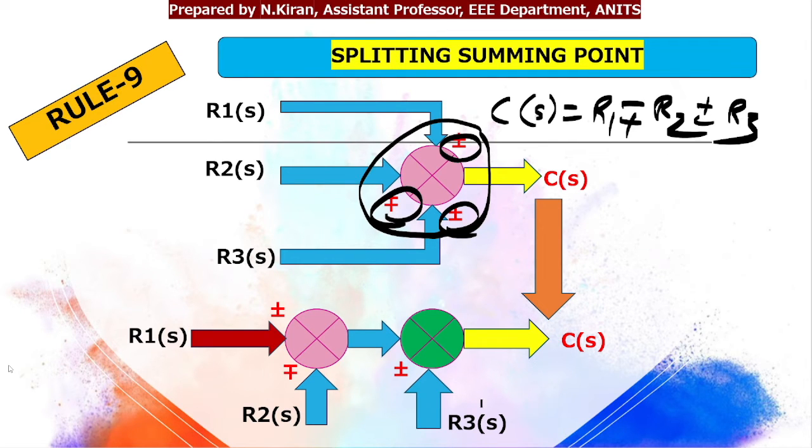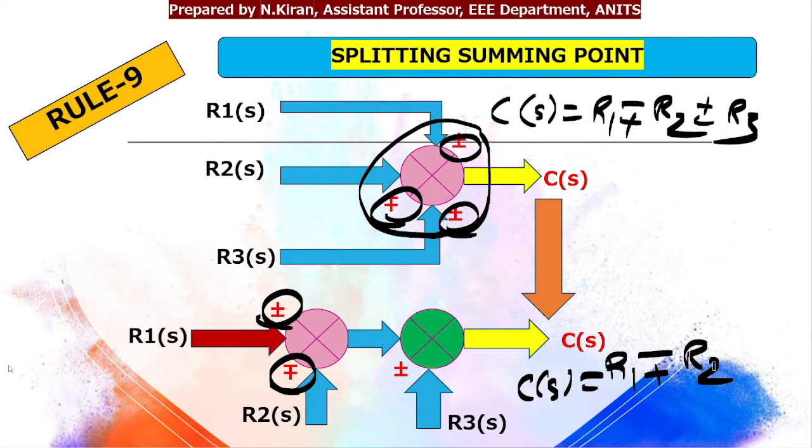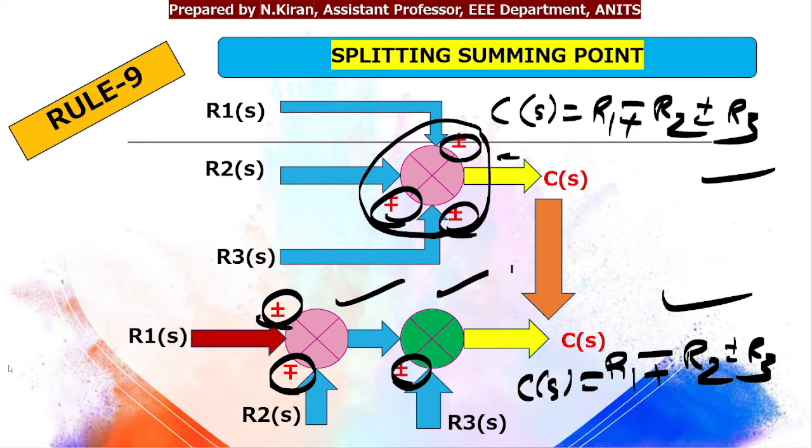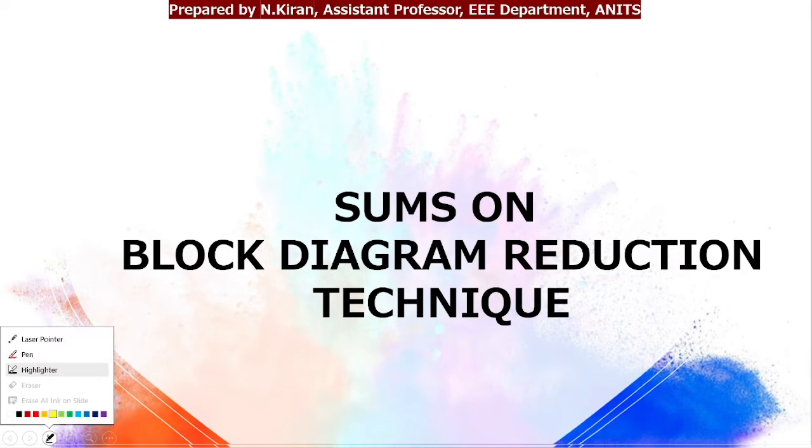Here also let me write the expression for C of S. For R of S it is plus or minus, R2 it is minus or plus, and again it is R3 plus or minus. So the expression is remaining the same. One single summing point, if it has more than 2 inputs, I can split into 2 summing points. So these are the rules that we will implement in our block diagram reduction technique.